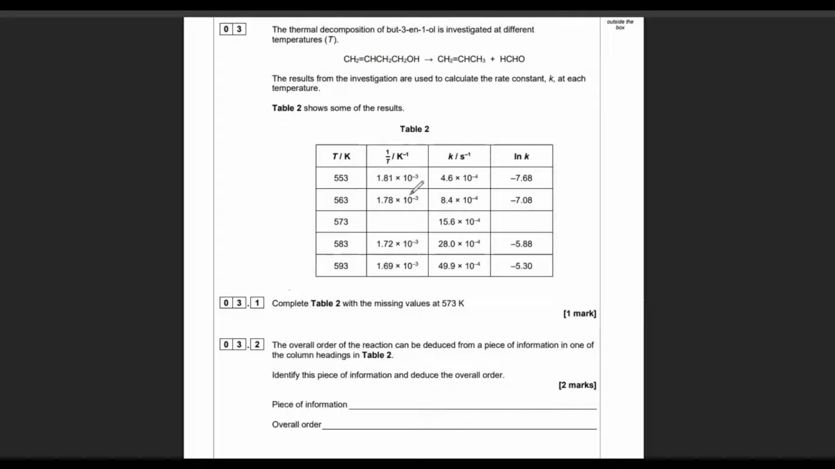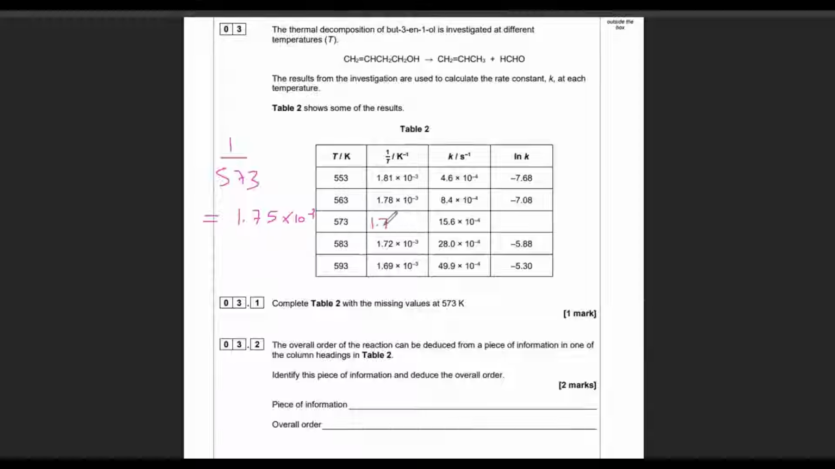Well, look, all the values are complete here. So you just try it out. Here you go, 1 divided by 563, and you should get 1.78 times 10 to the minus 3. So here we're going to do 1 over 573, and that's going to give us like 1.74, but you round it up. I think it's 1.745. So you're going to round up to 1.75 times 10 to the minus 3.